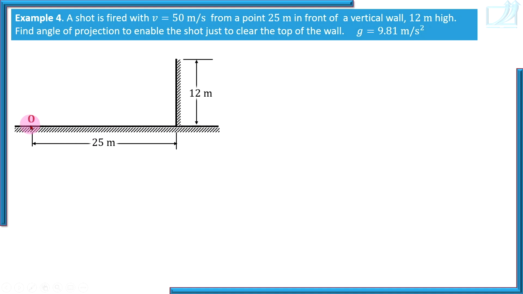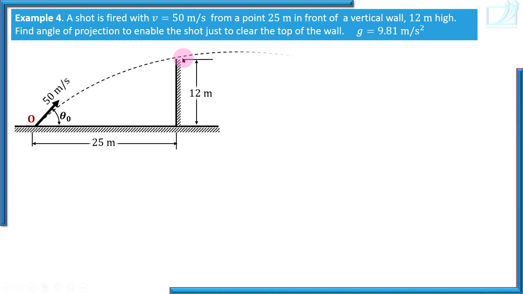A shot is fired. So the shot is fired at point O. Find the angle of projection. The magnitude of initial velocity is given. The shot is fired with velocity 50 meters per second, but the angle of projection is not given. But the requirement is that this shot should just clear the top of the wall. This word just is very important. It does not clear the wall with sufficient margin. It just clears the top of the wall, means it almost touches the top of the wall.